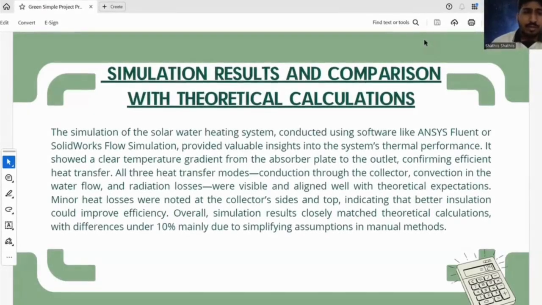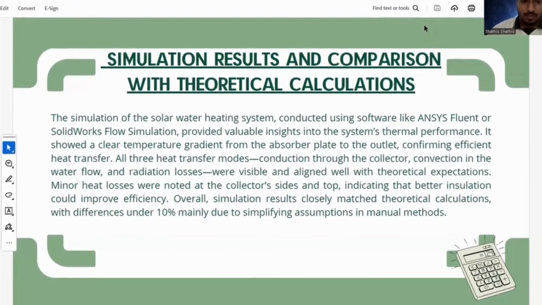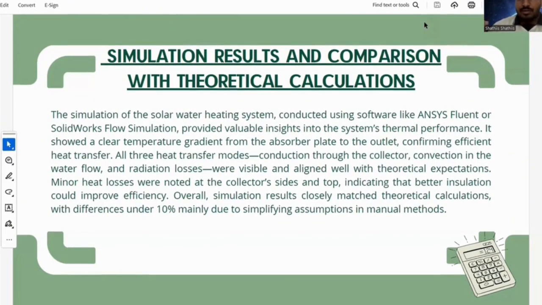Results of operation. The simulation of the solar water heating system was conducted using software like ANSYS Fluent or SolidWorks Flow Simulation, which provides the system performance. It can show a clear temperature gradient from the absorber plate to the outlet, confirming efficient heat transfer. All the heat transfer modes, which are conduction, convection and water flow, and radiation process, were visible and aligned well with theoretical expectations. Overall, the simulation results closely match theoretical expectations with differences under 10%, mainly due to the simplifying assumptions in manual methods.